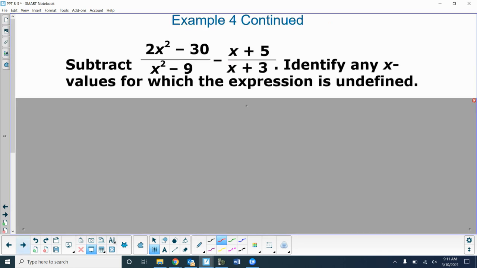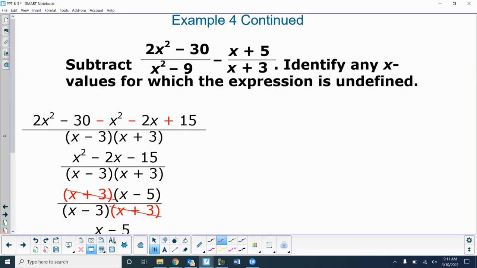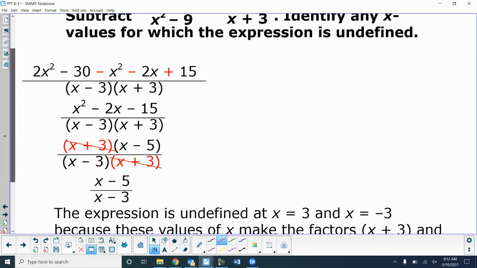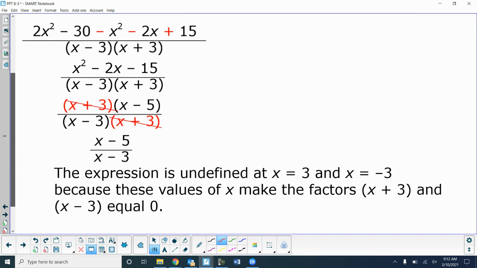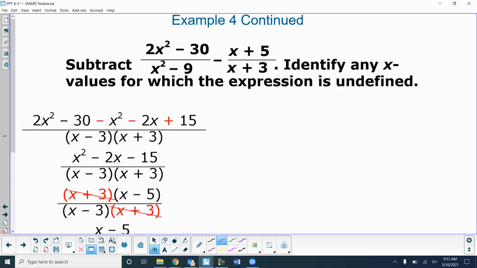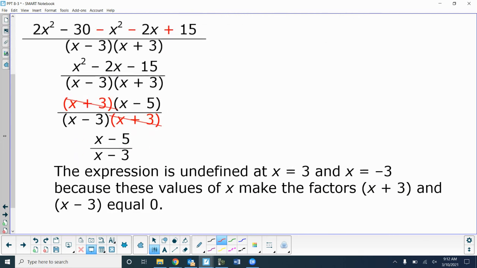I don't know if it'll let me go to the next one. Yeah, it is. Okay? So they switch the signs, what we just talked about. All right, when they combine like terms, you got x squared minus 2x minus 15. Factored it, what happens with the x plus 3's? They cancel. So there's my answer. What's x not allowed to be? 3 and? Negative 3. Yeah, remember, it's both of those before you simplify. Okay?